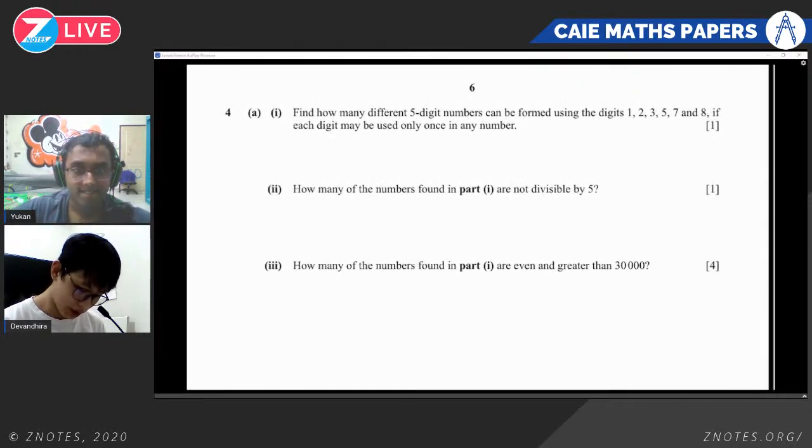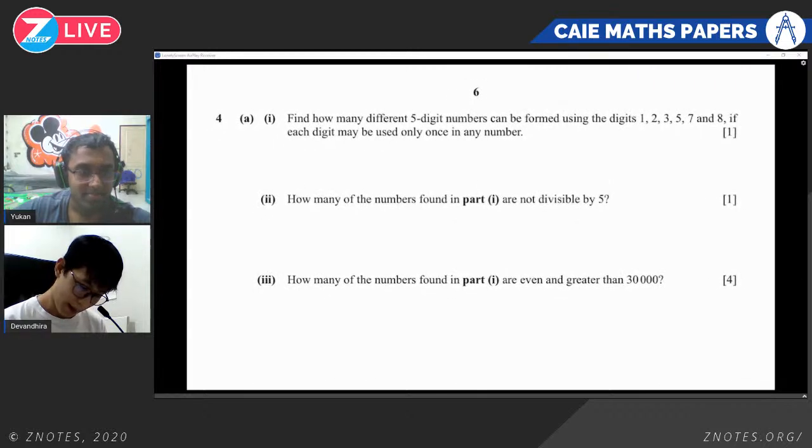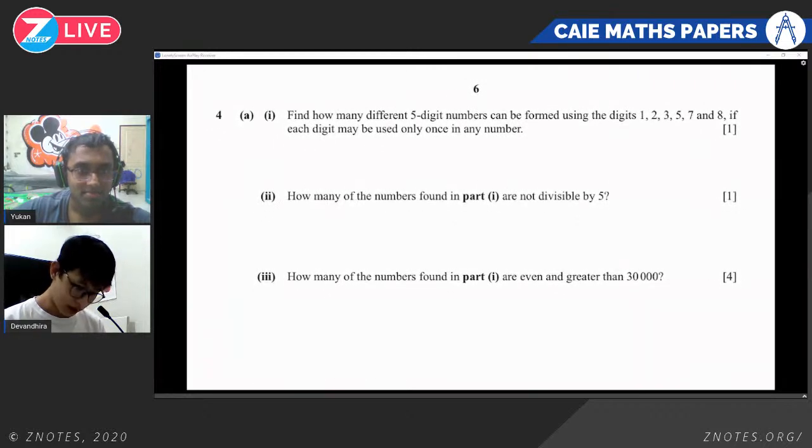Oh, permutation and combination. Find how many different 5-digit numbers can be formed using the digits 1, 2, 3, 5, 7, and 8, if each digit may be used only once in any number. So out of these 6 digits, we only care about 5. So we need to look for how many different 5-digit numbers we can form. That means the order matters, correct?